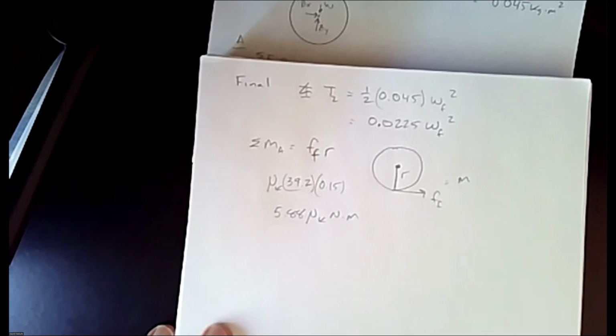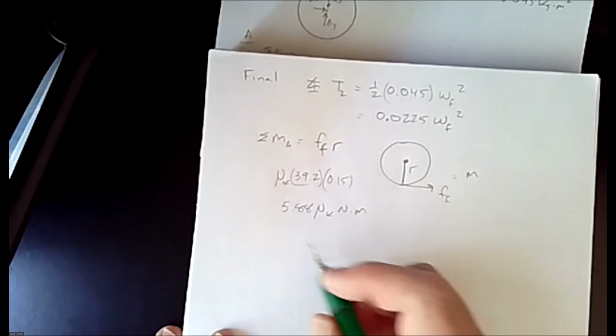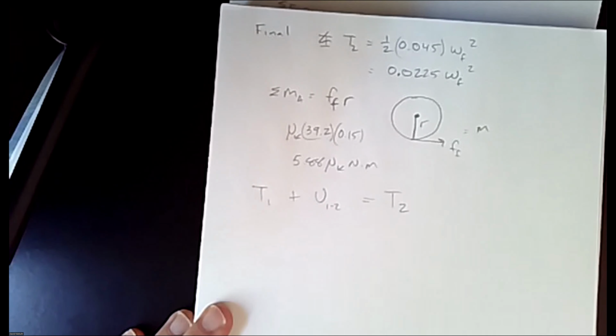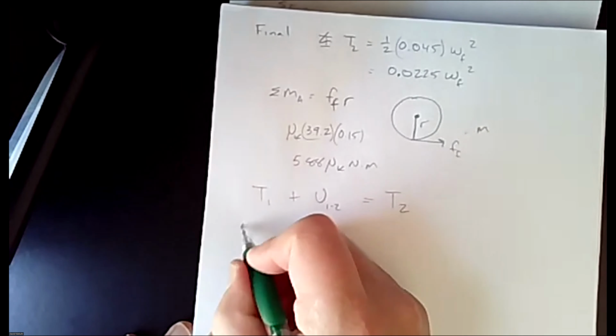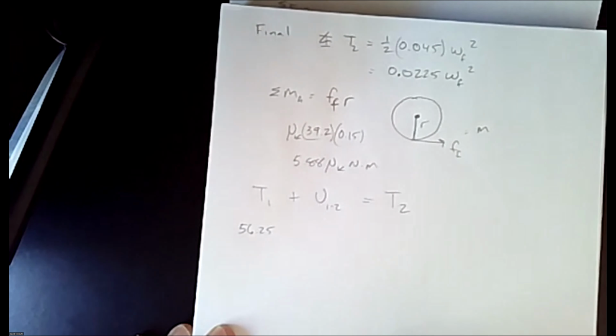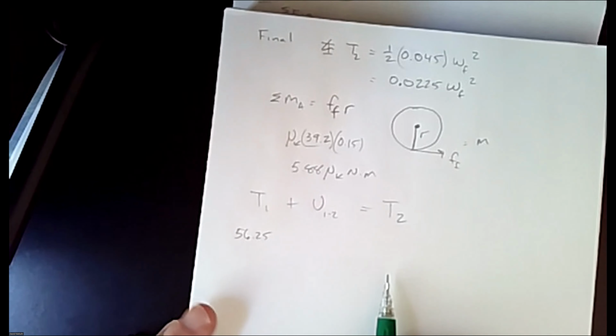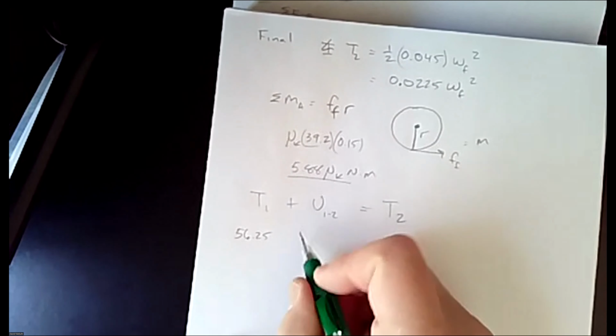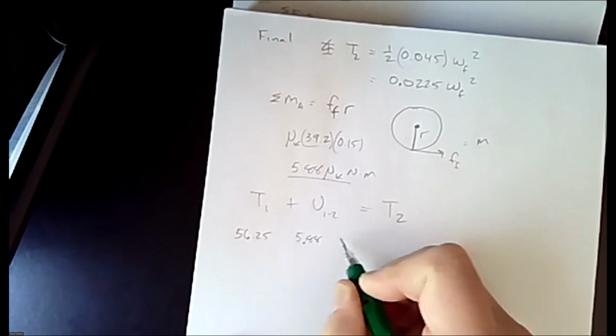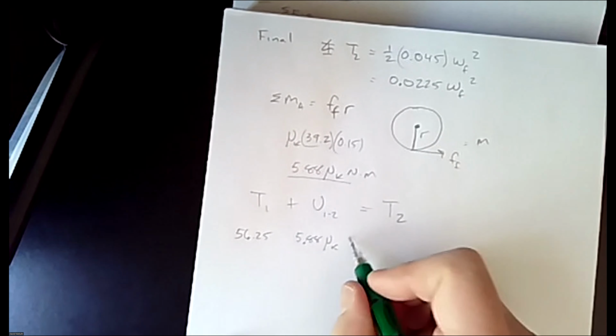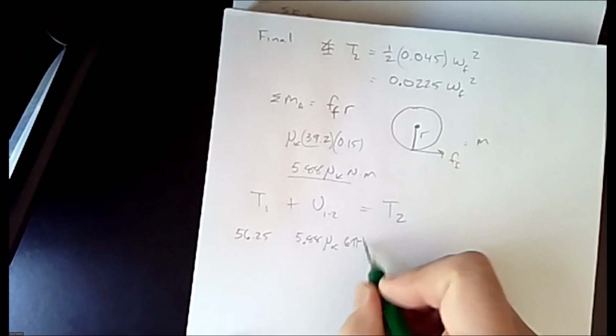Now, remember that we have our T1 plus U1-2 equals T2. So we have our initial value, and that was 56.25. Then we have this U1-2, so that's going to be essentially the moment. Remember, this is my moment here. So that's going to be 5.88 times mu k, and then it's going to be times 6 pi, right? Because it goes for 3 revolutions. And it's going to be negative.